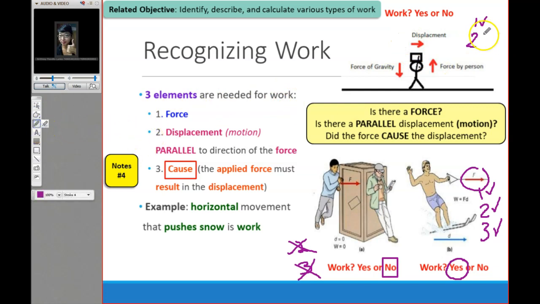No, yes, we just did this with the book. So this is not work. This is actually not work because these are perpendicular to each other. Anytime something is perpendicular, there is no work. Give me a smiley face if that makes sense.